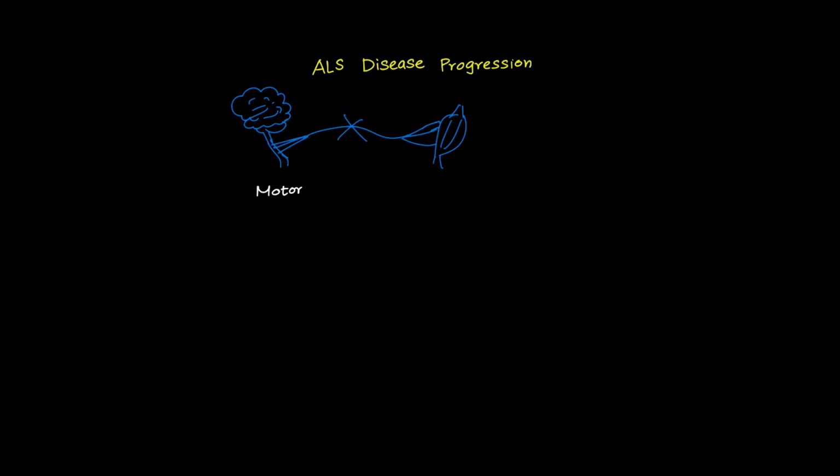ALS, amyotrophic lateral sclerosis, is one of the cruelest neurological diseases because of how it takes the body while leaving the mind intact. It attacks motor neurons, the nerve cells that carry movement signals from the brain and spinal cord out to the muscles. As motor neurons die, the muscles they control stop receiving signals and slowly waste away. The progression is steady and one-directional.